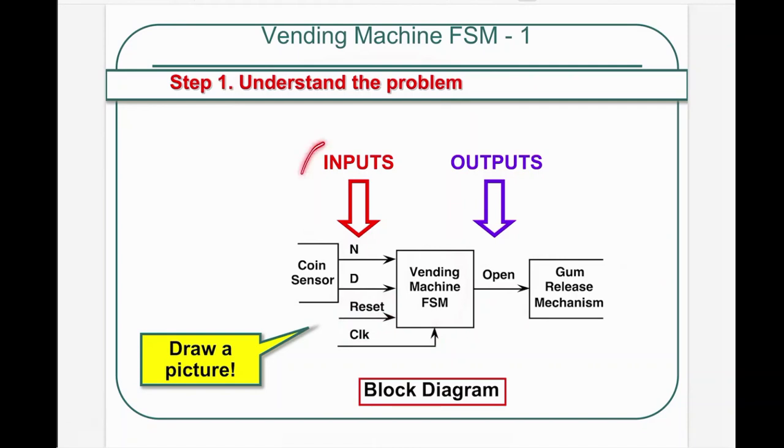So that's your inputs, nickel, dime, or reset, to bring it to the initialization state where there is no money in the vending machine. And then in terms of outputs of the vending machine, there is only one. Do you want to open this gum release mechanism, or you don't want it to open? That's it, open or not. So after you draw this picture, you at least have an understanding of, okay, here is where my sequential elements are going to go. Here is a coin sensor. You have 2 inputs in terms of nickel and dime, and you have 1 output, right? So that's kind of what you get. Now this becomes very important as the number of inputs and outputs increase in your FSM.